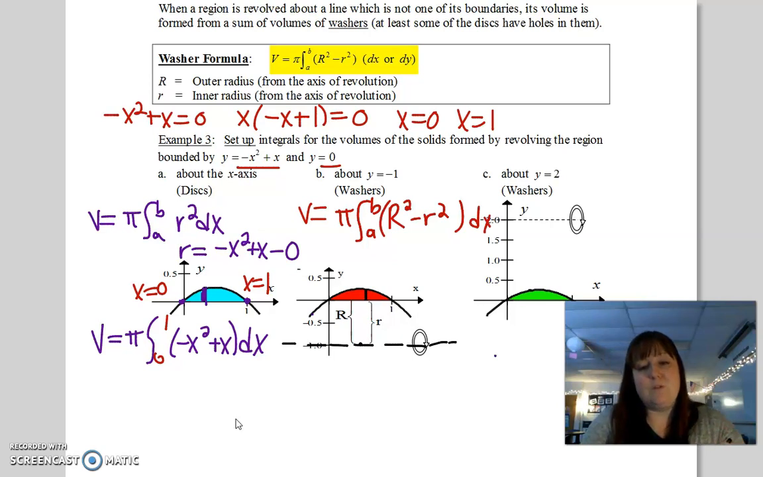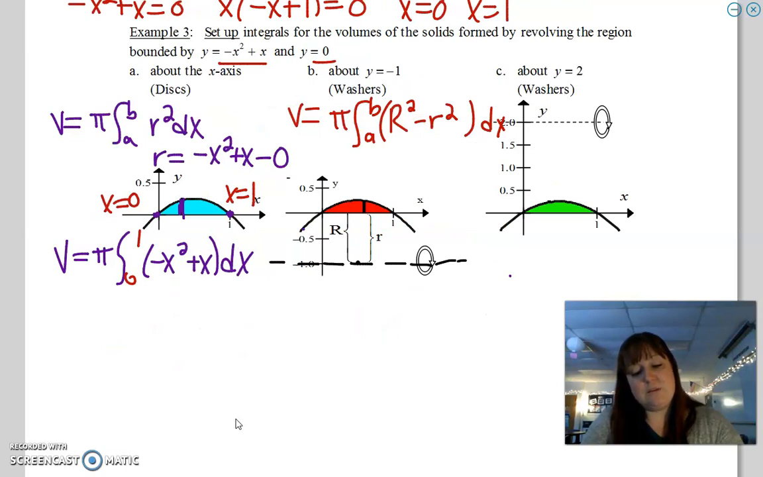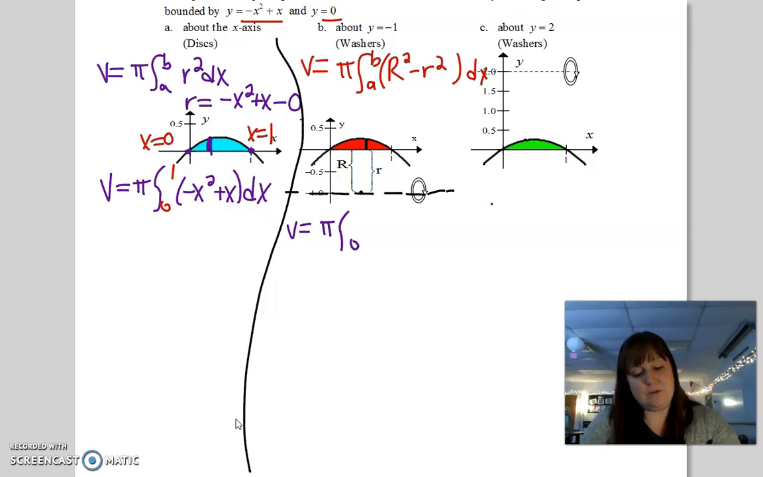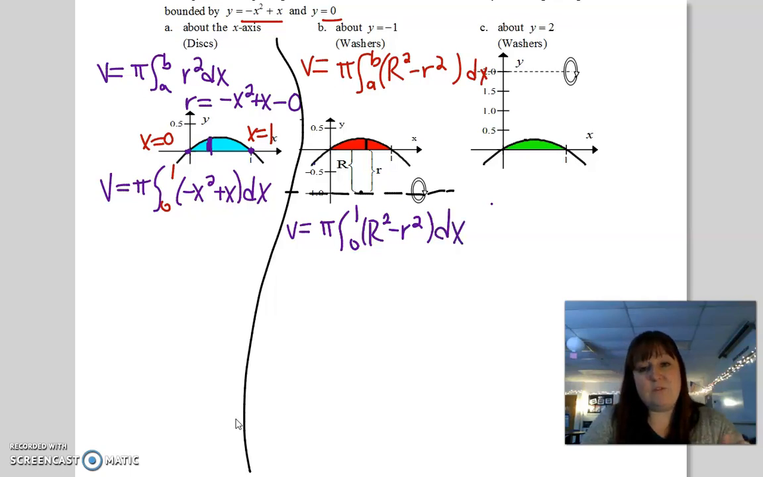Okay. So what's big R? What's little r? How are we going to do this? So first, we realize the limits of integration are going to be the same for this second function. So we can start writing our integral. It's going to be volume equals pi times the integral from 0 to 1 of big R squared minus little r squared dx. And then we have to figure out what little r and big R are.